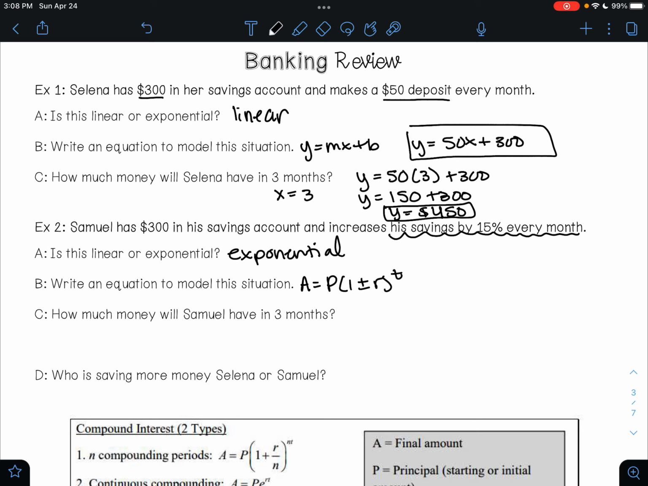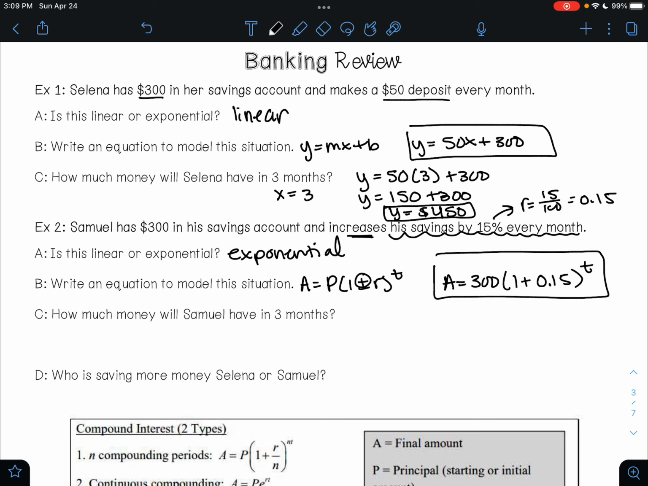Now, it doesn't say anything about compounding. That's why I did not use the compound interest formula. It also didn't mention compounding continuously, so I did not use that formula. Here we are increasing, so I would use a plus sign. So my equation would be A equals, his initial amount is 300 times 1 plus our interest, he's going up by 15%, so that's your rate. So 15% is 0.15 as a decimal raised to the power of t.